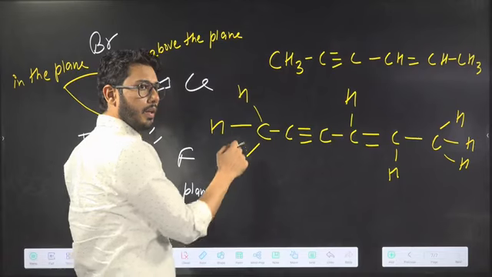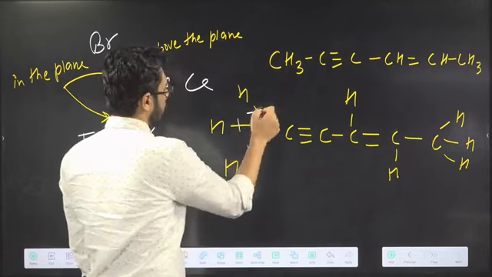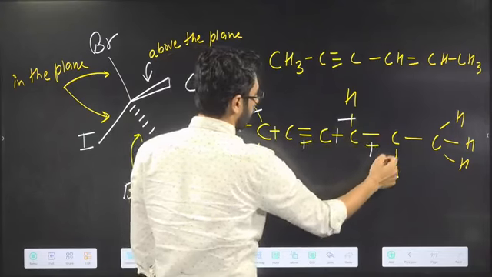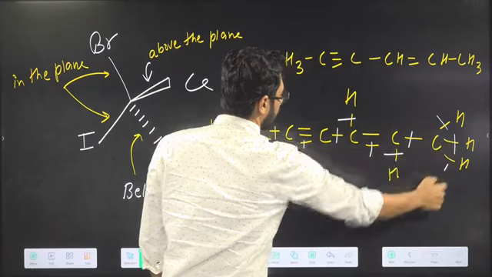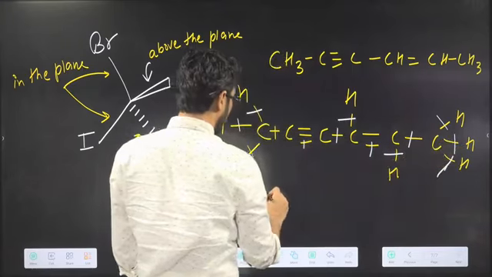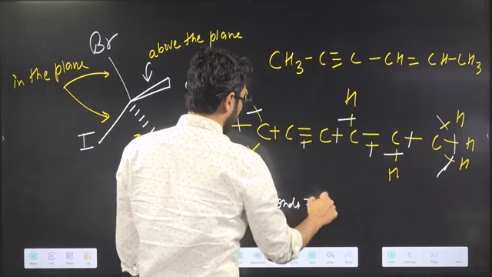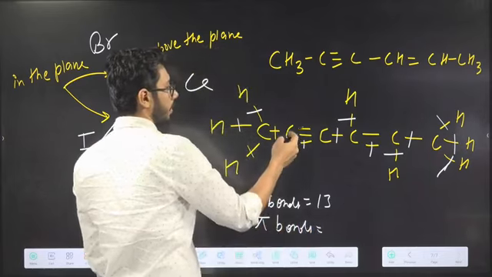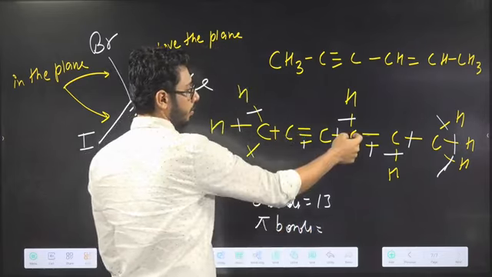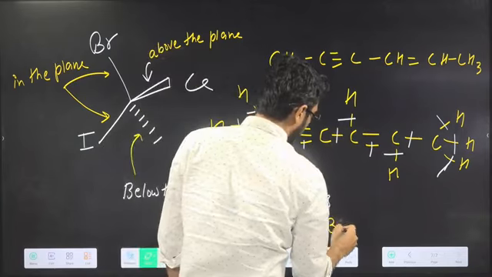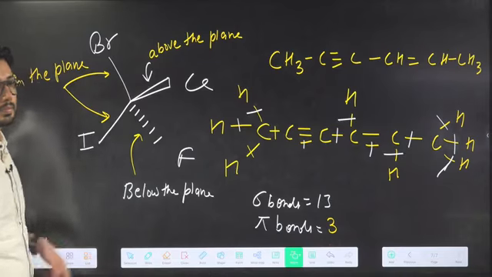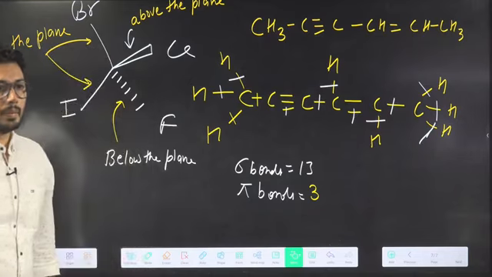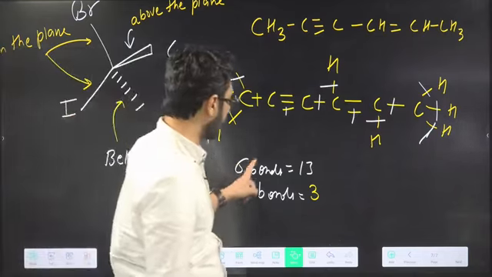So here, sigma bond counting: 1, 2, 3, 4, 5, 6, 7, 8, 9, 10, 11, 12, 13. So for this compound, sigma bonds 13. Pi bonds: 1 sigma, 2 pi here. Here also 1 sigma, then the other one is pi, so 3 pi bonds. So this is the part which is given there, counting the number of sigma and pi bonds: 13 sigma and 3 pi bonds.